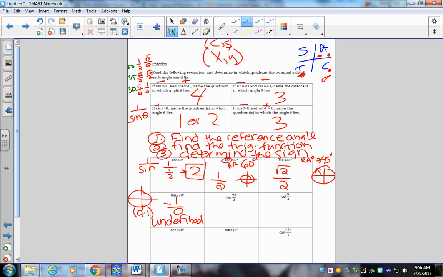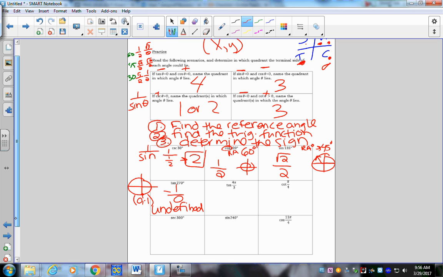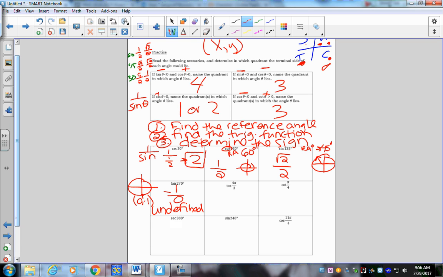Tangent of 4π/3. Okay, let's figure out what 4π/3 is. I remember that it's going to be a multiple of a 60-degree angle because π/3 is 60. So it's 4 times 60, 240. Look at that. Or just use the formula. Same thing. All right, so that's the degree, but we need to find the reference angle. Okay, we can think about where it is. 240 degrees is down here in quadrant 3.